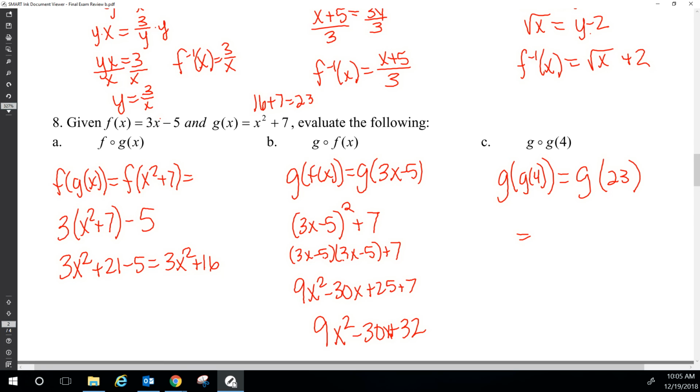If I plug in a number, I should get a number out. When you plug in x's, you should get x's out. So to find g of 23, that would be 23 squared plus 7. Now, I expect you guys to know your squares and your cubes, but not all the way up to 23. So let me plug that guy into a calculator, because I don't have that off the top of my head. 23 squared is 529, plus 7 would be 536.